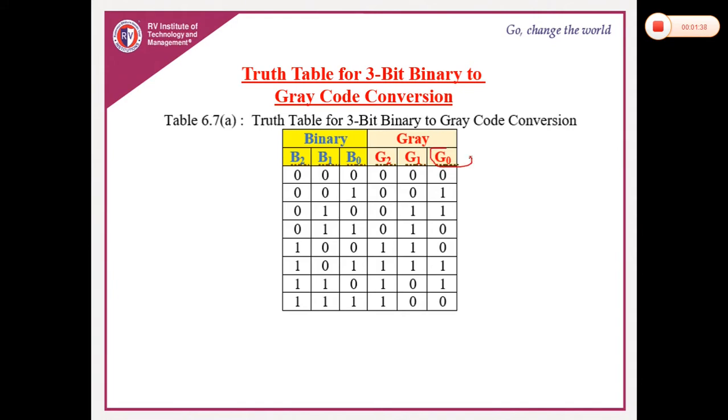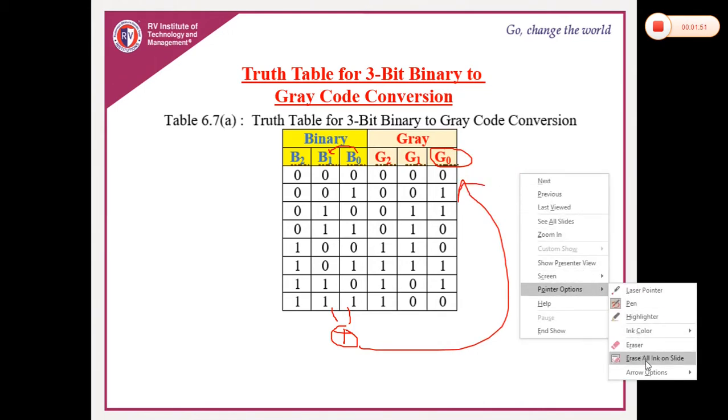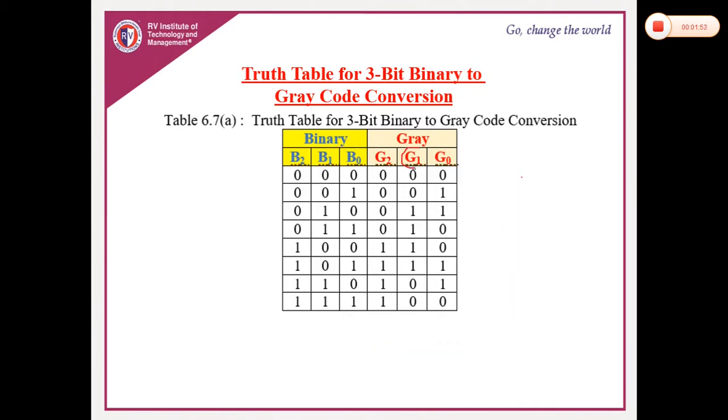In order to get G0, we have to take B0 XOR with B1. These two inputs should be XORed in order to get the G0 output. Similarly, how to get the G1 expression or G1 truth table? For G1 you have to start with B1, so B1 XOR with that neighbor, B2. So you have to XOR B1 and B2 to get G1.